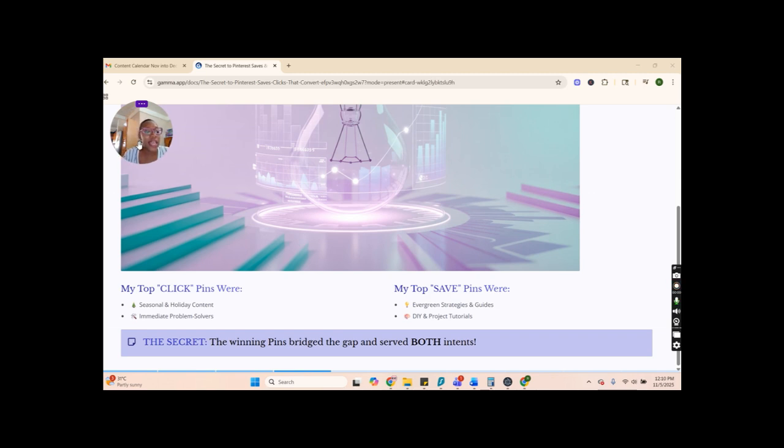But my sales are all about evergreen value and educational content. So the real aha moment was when seeing the pins that appeared on both lists, right? It was the ones that solved the immediate need and were valuable enough to save for later. So that is the sweet spot, okay? When the pin basically can address both intents, right?